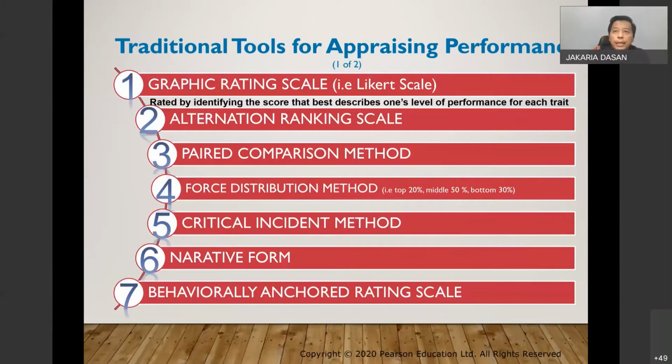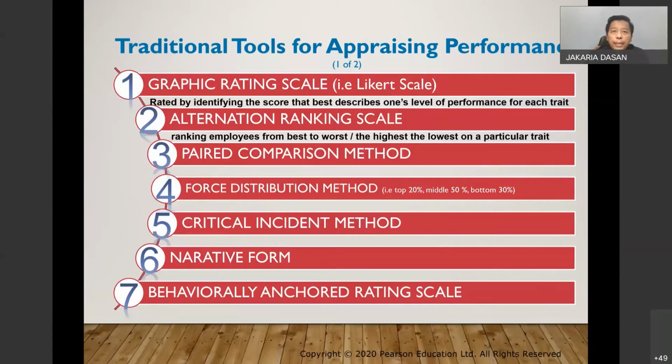The second one is the alternation ranking scale. Actually this tool is used in which one is measured based on ranking. The keyword here is ranking. For a particular trait, the employee is measured on how actually their attitude is on that particular trait. So they rank themselves, or it can be ranked by the supervisors or the employer.